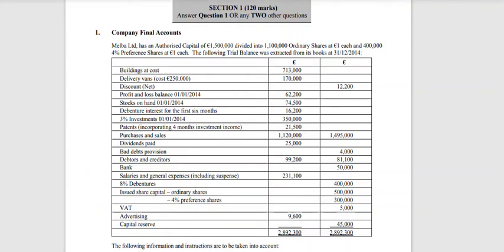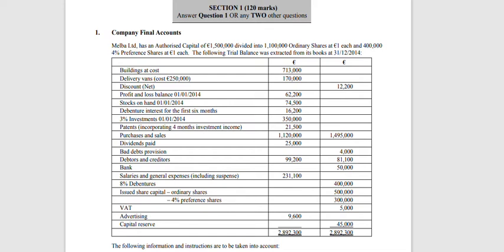Melba Limited has an authorised capital of 1.5 million, divided into 1.1 million ordinary shares and 400,000 preference shares. This information will go into the balance sheet. And then we're given a trial balance.